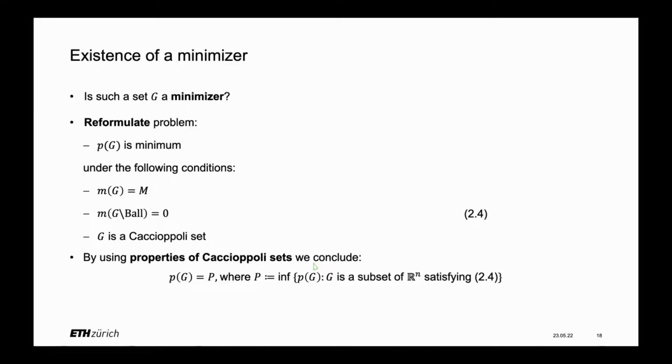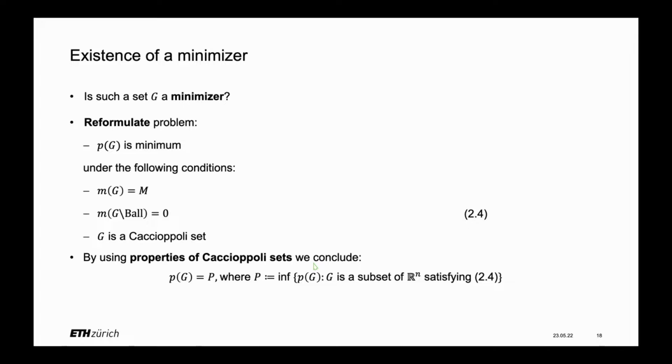Now, since we've looked at the minimizer, let's have a look at the existence of the minimizer. So we have all those properties about convergence. We've seen that right now before. And now the question coming up is, is there such a set G, a minimizer? Is there actually a set which will fulfill all of those properties we've seen before?